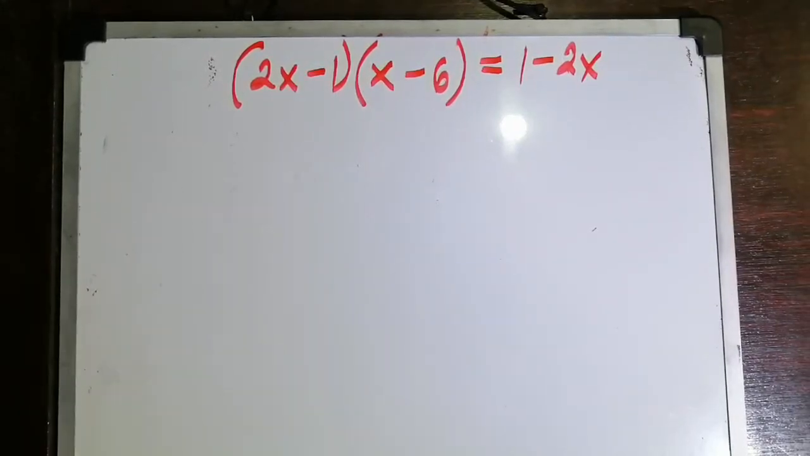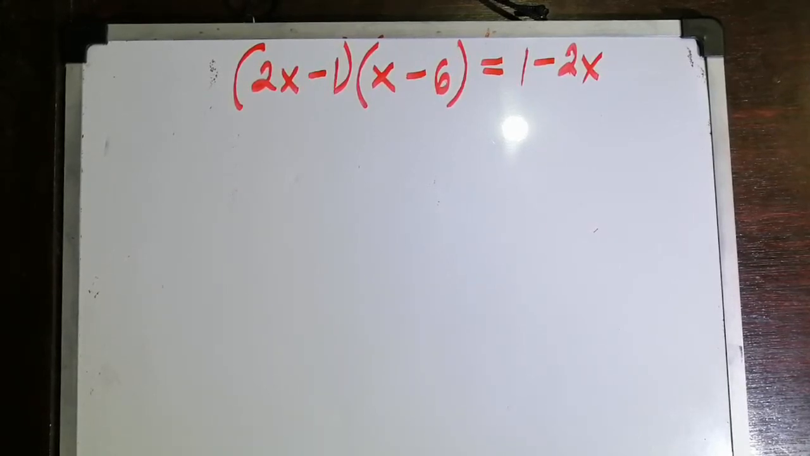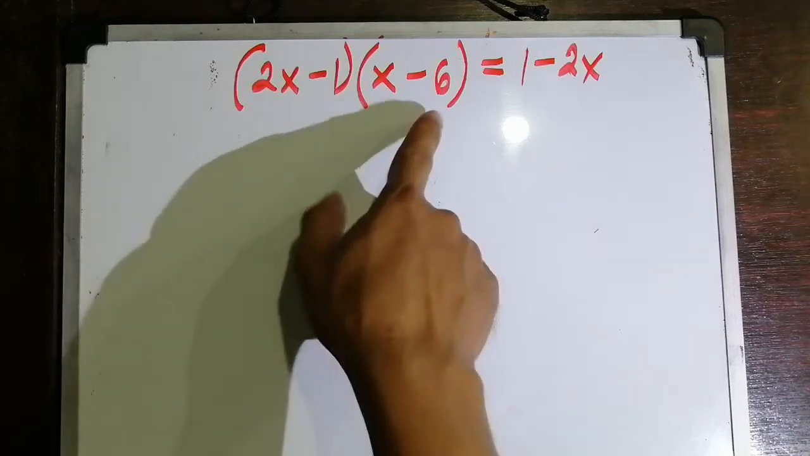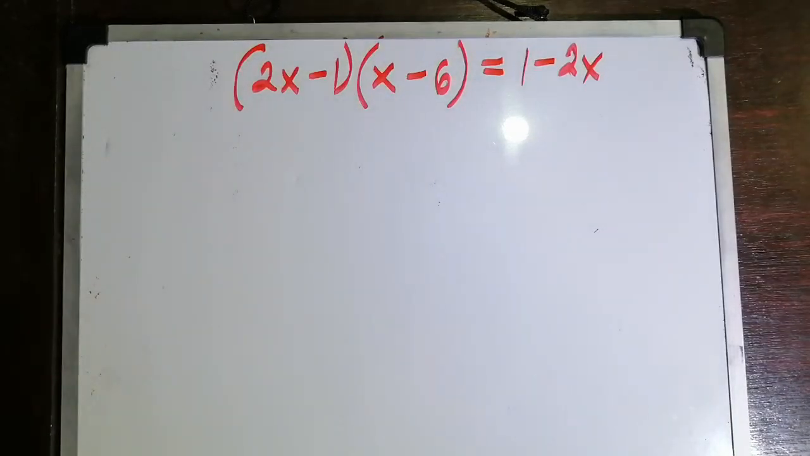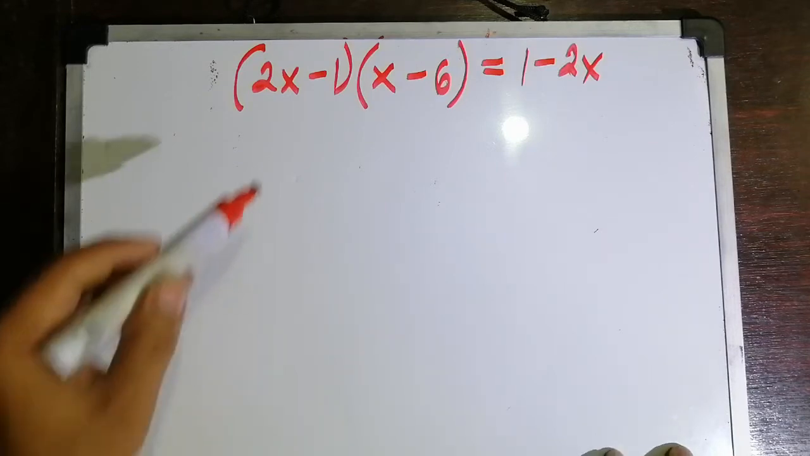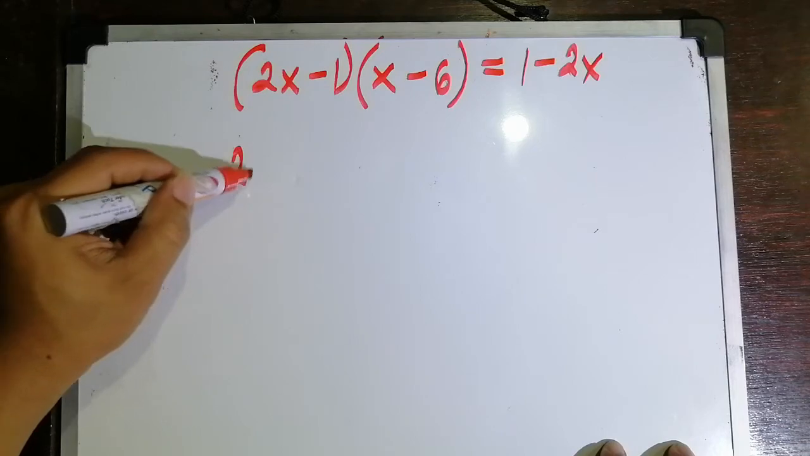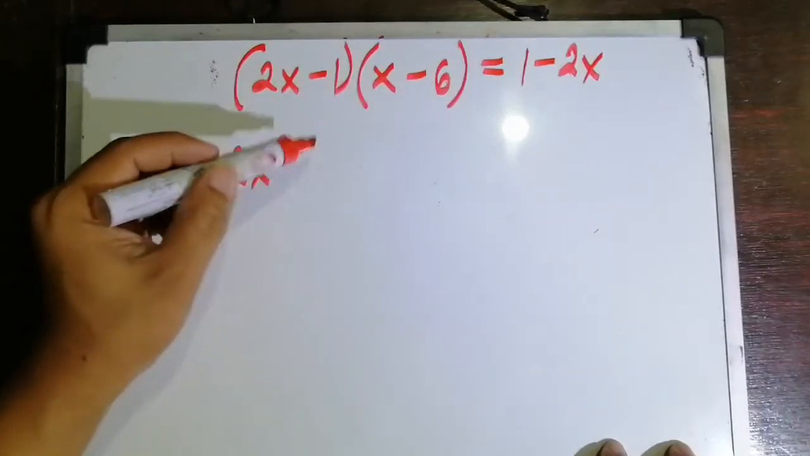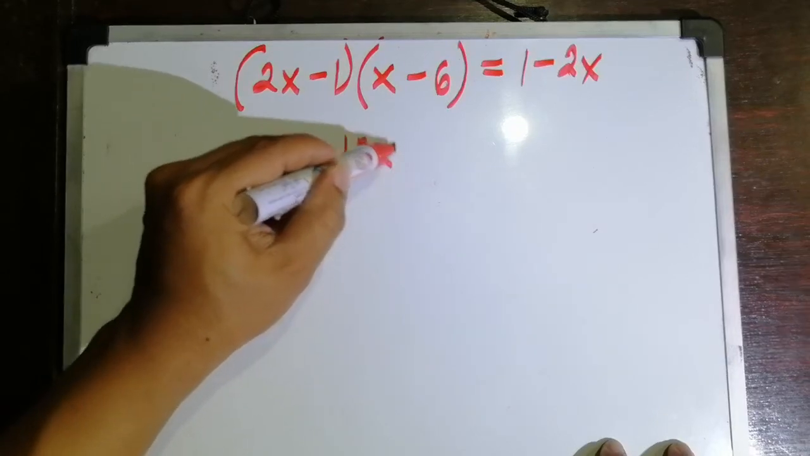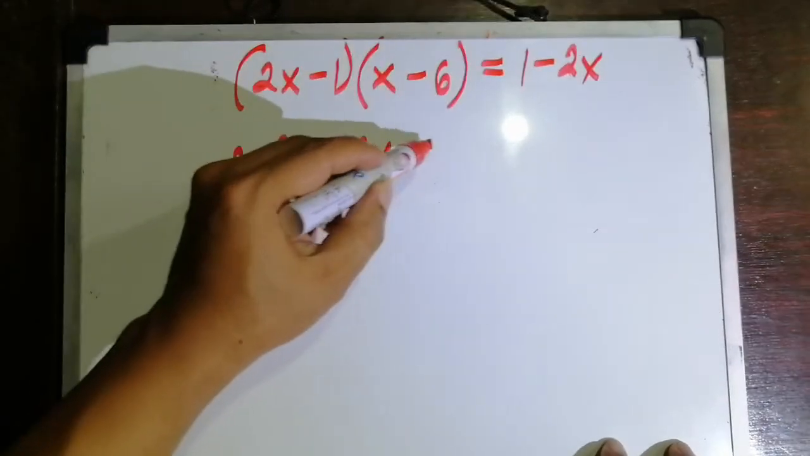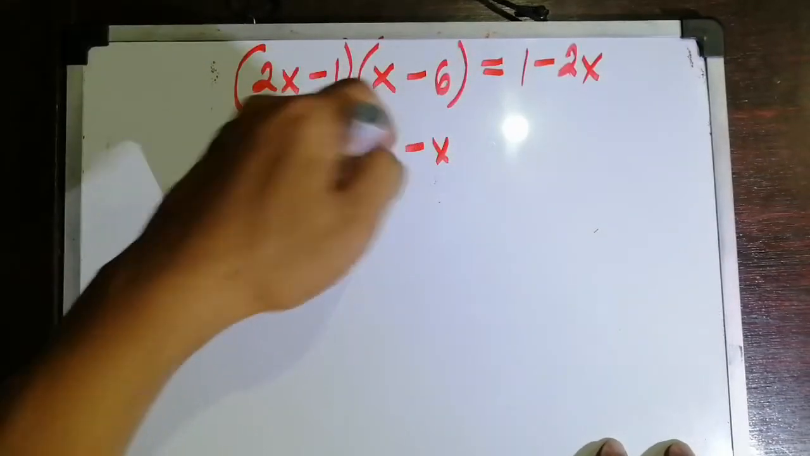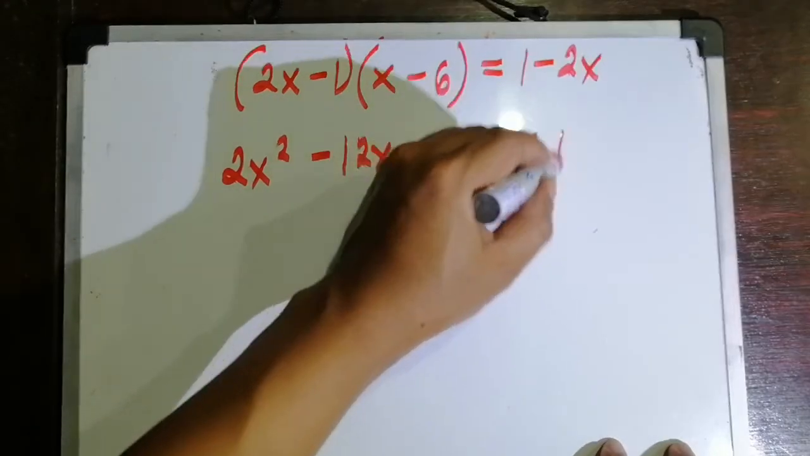Alright, so next example natin is solve pa rin natin gamit yung quadratic formula. Kaso mapapansin nyo yung ating equation, hindi pa siya nakasulat sa standard form. So, kailangan pa natin siyang i-simplify. So, sa grade 8 math nyo, napag-aralan nyo na, pati sa grade 7, yung pag-multiply ng binomial. Or kung naalala nyo yung FOIL method. Okay? So, 2x times x is 2x squared. 2x times negative 6 is negative 12x. Negative 1 times x is negative x. Negative 1 times negative 6, positive 6, equals 1 minus 2x.